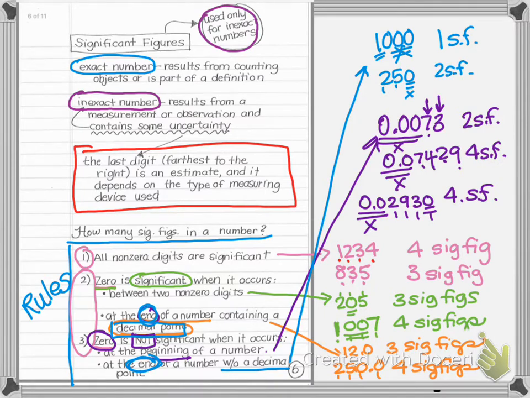Now, if you see in your book that they write 250 and then there is a dot there, a written decimal, what they're doing is trying to follow this rule right here, down here. So that means that this number is at the end with a decimal. So you would count 1, 2, 3.